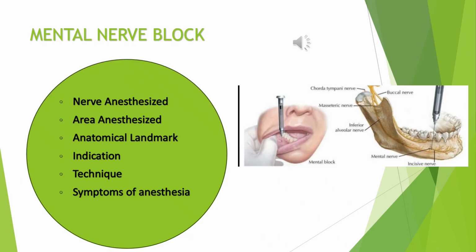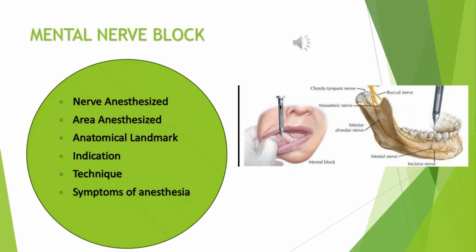So this block is indicated for surgery on the lower lip or mucous membrane in the mucolabial fold anterior to the mental foramen when, for some reason, the inferior alveolar nerve block is not indicated. So this block is given at the apex of the bicuspid teeth.